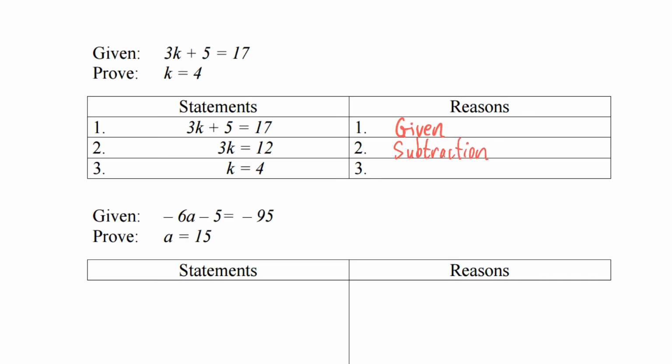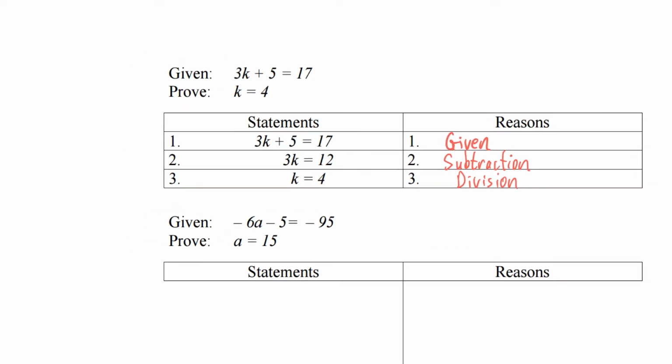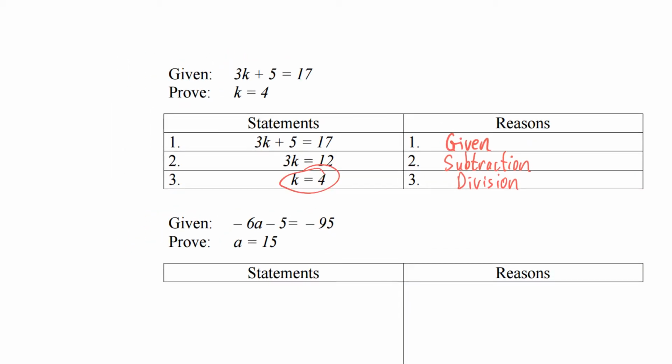And then from step 2 to step 3, what property was applied? Division. Okay, now does the last step here match up to what we were trying to prove? Yes. Yep, so we got that done. That's what we want. Done.